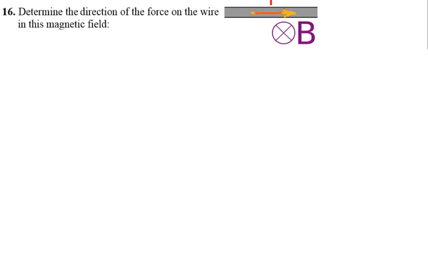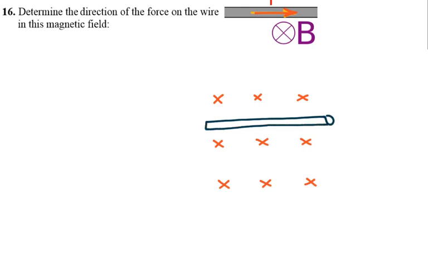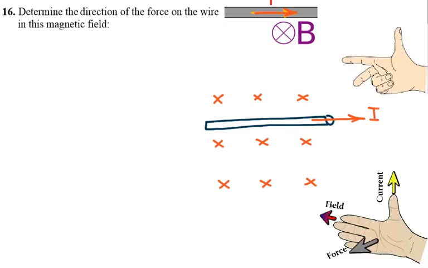The current is to the right, and the magnetic field lines are into the page. I have the wire with the current, and the current is pointing to the right. So it's the same right hand rule when you place the wire into the foreign magnetic field lines.